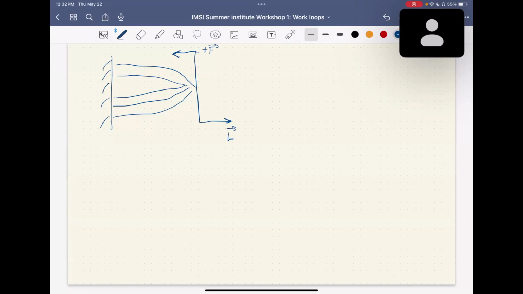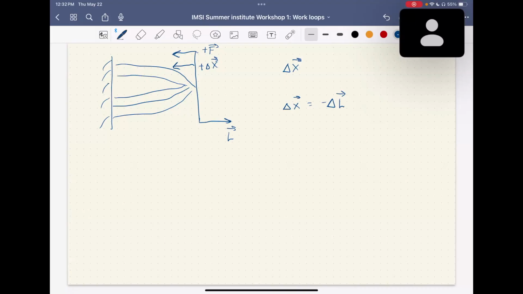What we really need to think about when we're thinking about work is delta x. Which direction is the system changing? In this case, to keep our sign convention correct, we need positive delta x to also be in the shortening direction. So we're going to think of delta x being equal to minus delta L.